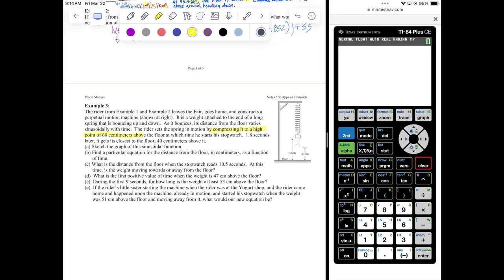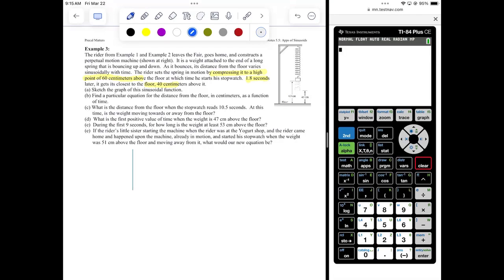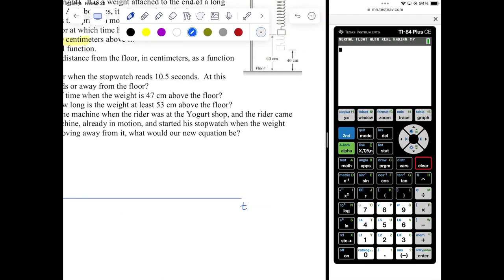Now, it tells us a little bit of information. 1.8 seconds later, it gets closest to the floor at 40 centimeters. Sketch the graph of the sinusoidal motion. So here we go. We've got a y-axis and an x-axis, and we're measuring the height above the floor. It doesn't tell us the variables to use like it did in the previous problem, but since we are measuring height above the ground, h of t would be a good variable. So I'm going to use h of t again, in centimeters above ground, and t again for time, in seconds. So that's the same.